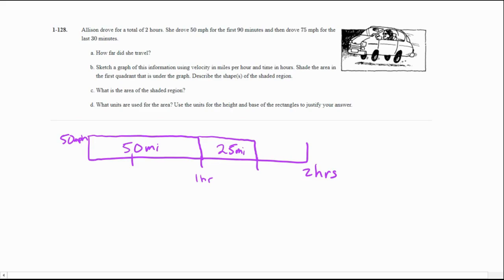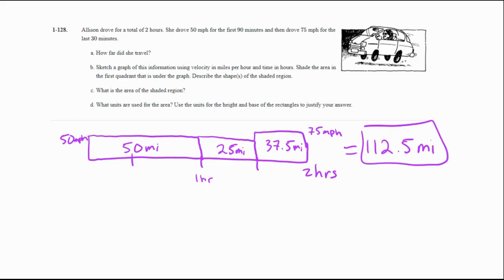Then for the last 30 minutes, she drove 75 miles per hour. So let's say that's 75 miles per hour. And it was only half of an hour, though. So half of 75 is going to be, was that 37 and a half? 37.5 miles. So when we total that up, we're going to add them all together. We got 75 miles plus 37.5, and we get 112.5 miles.